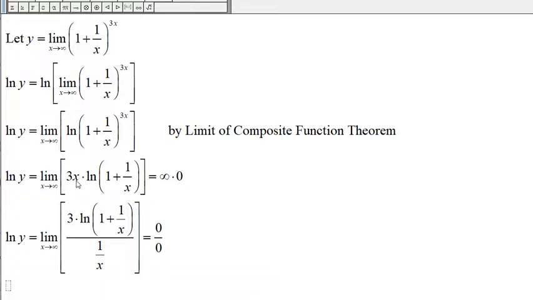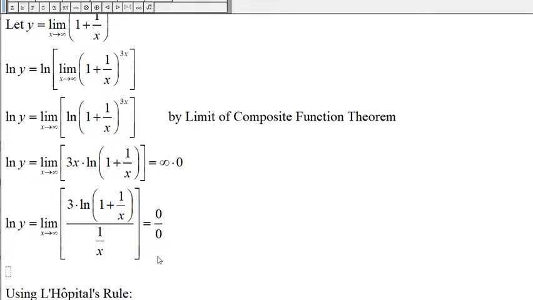So what we can do is rewrite this by multiplying by x, which is the same as dividing by 1 over x. Multiplying by x is the same as dividing by 1 over x. And now if we let x run to infinity, then this will be 0, and here we get the natural log of 1, which is 0. And then 1 over x will run to 0 as x approaches infinity. So now we have 0 over 0. Now we can use L'Hopital's rule.